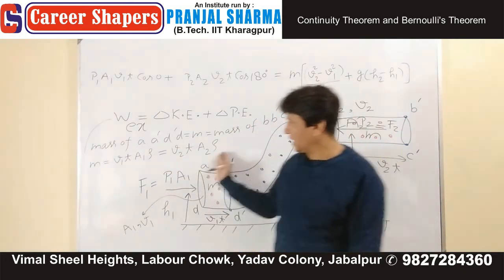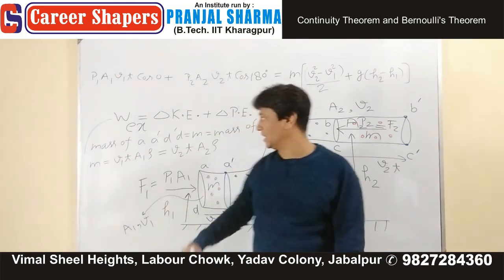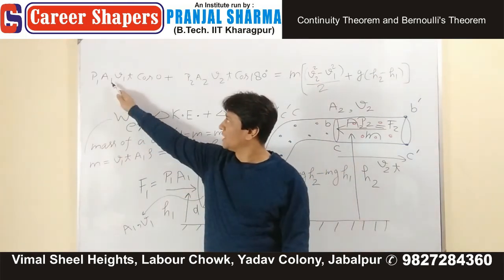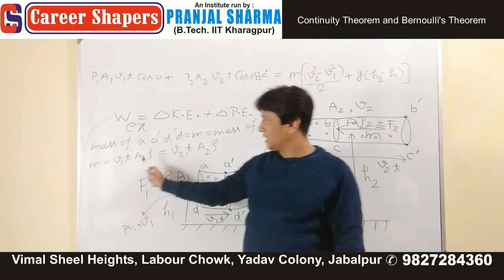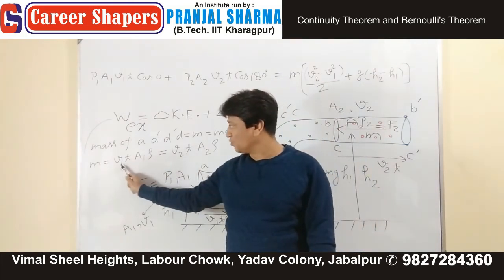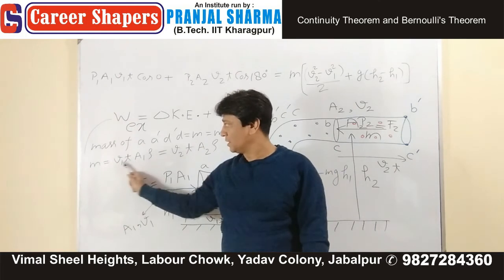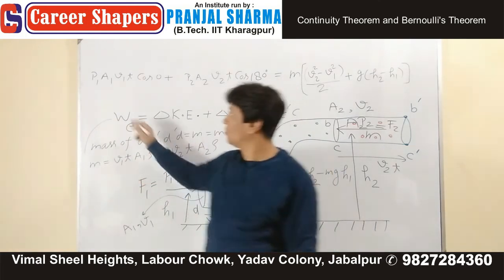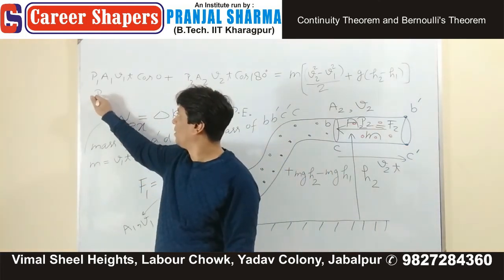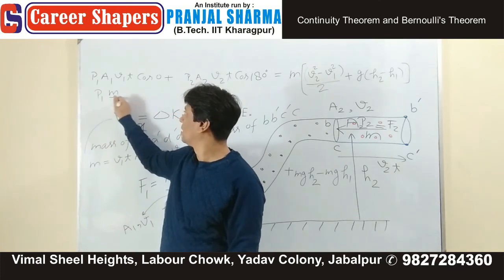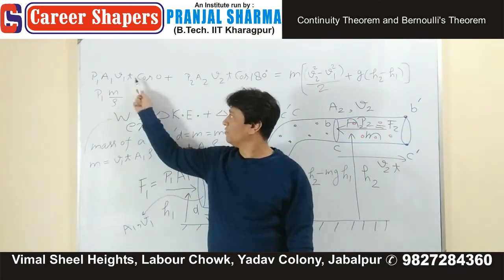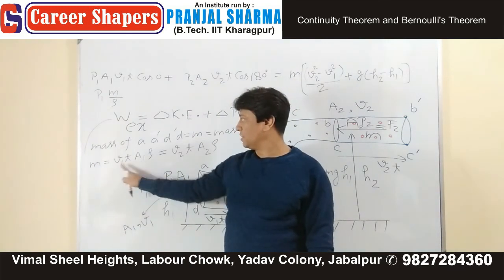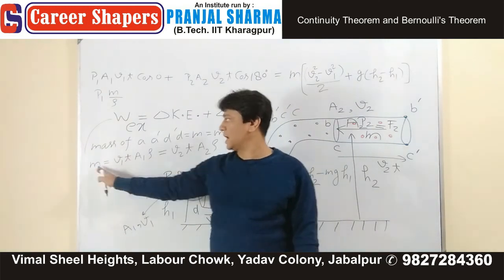फायदा क्या हुआ ये इक्वेशन इस तरह से फॉर्म करने का? Look at this number A1 V1T. What is A1 V1T? M by rho. A1 V1T is M upon rho.